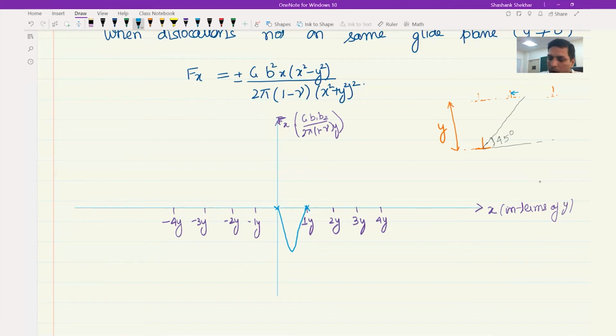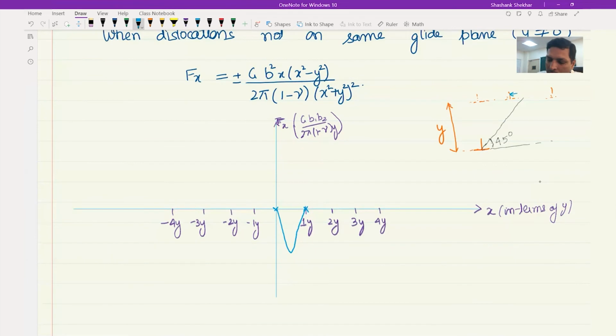And if you go to the negative side, you would see a similar symmetric one where it will have a positive maxima, and the dislocation would want to move in that direction. And if you keep plotting and taking the various values, what you would see is that this will get a relation like this.